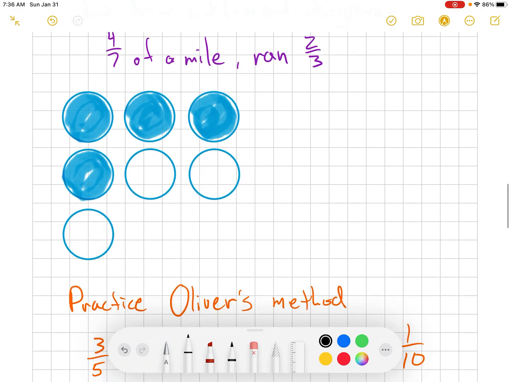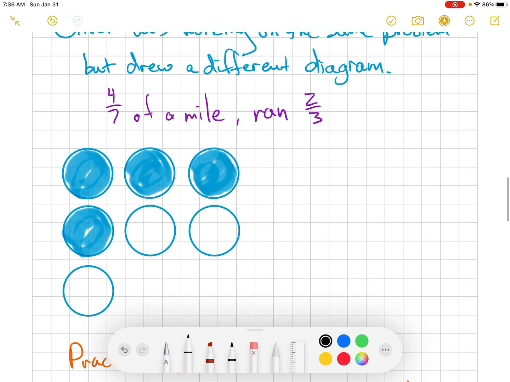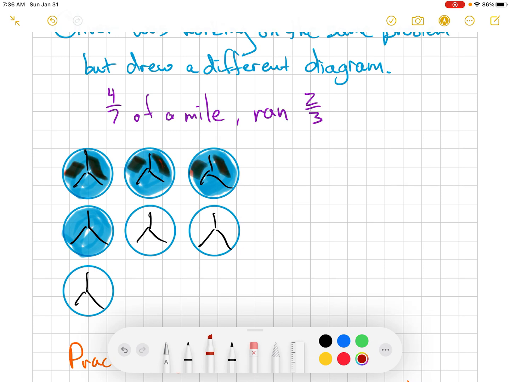So let's do that same thing here. Let's divide each of the pieces into thirds. And while we're doing that, we will have to shade how much of each one? 2/3 of each, right? So that's 1, 2, 3, 4, 5, 6, 7, 8, 9, 10, 11, 12. There's 2/3 for each of those.